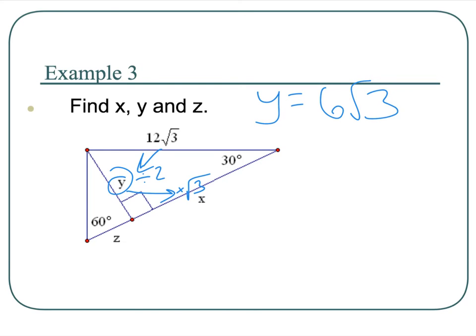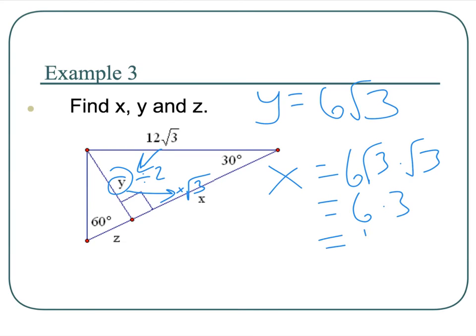So if I do 6 root 3 times root 3, I'm going to get 6 times 3, which is 18. So although you usually think of the ones that are across from the 60 having a root 3 in them, it doesn't mean that it has to have a root 3 in the actual length. It just means that it's root 3 times bigger than the one that's across from the 30. Okay? Often we see the root 3, but it's not required.